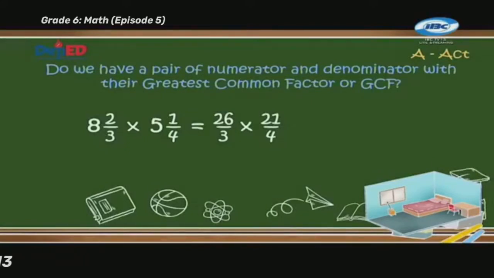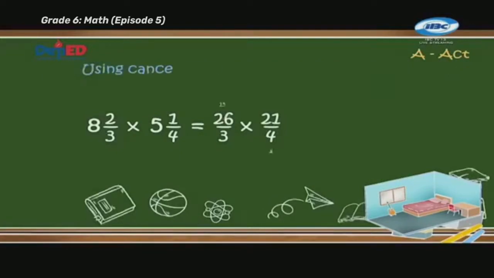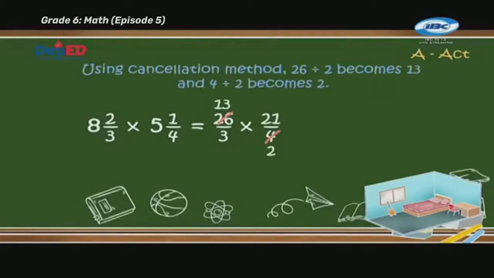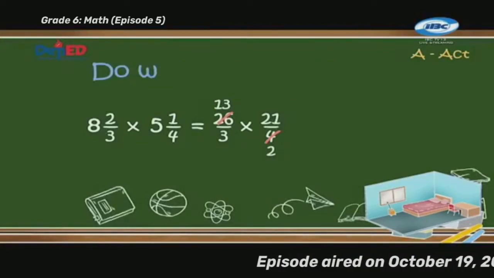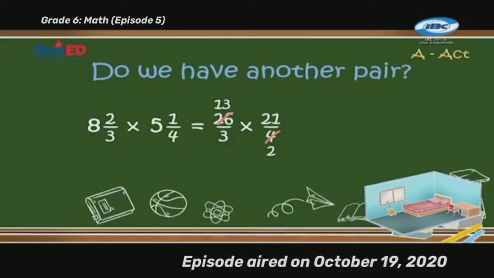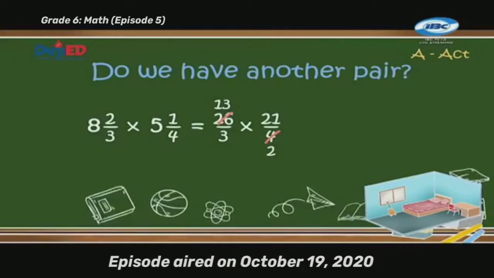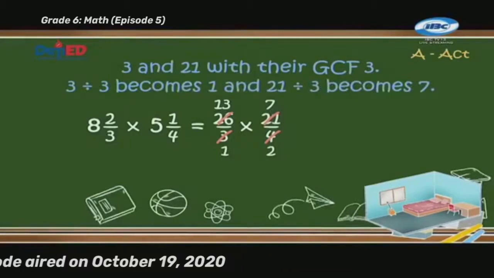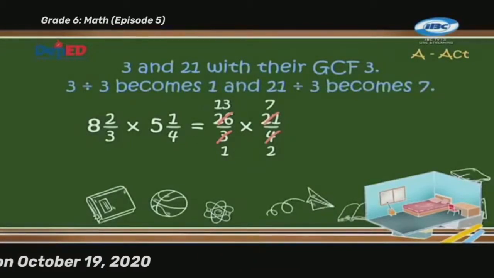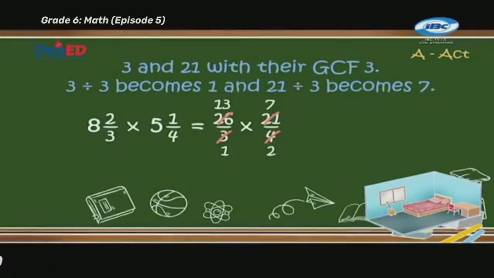Yes, 26 and 4 with their GCF 2. Using cancellation method, 26 divided by 2 becomes 13. 4 divided by 2 becomes 2. Do we have another pair? Yes, 3 and 21 with their GCF 3. 3 divided by 3 becomes 1. 21 divided by 3 becomes 7.